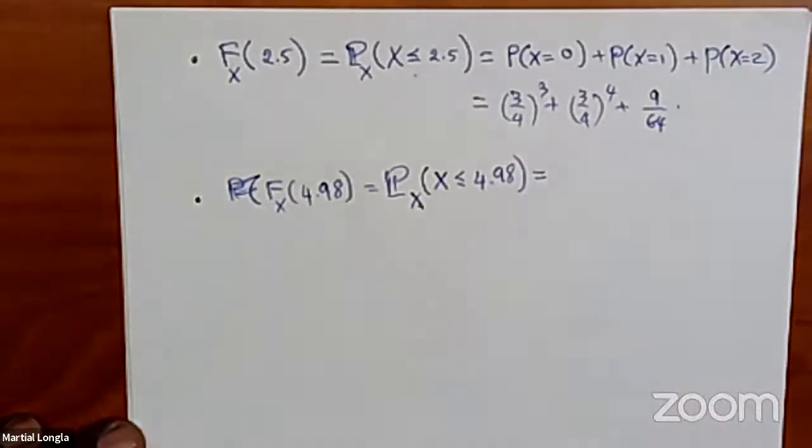And then you count the things that are less than 4.98. Guess what's going to happen? What are the values of X that are less than 4.98? Is it? There is one word for that in this class. What is that? The sample space. It is the entire sample space.